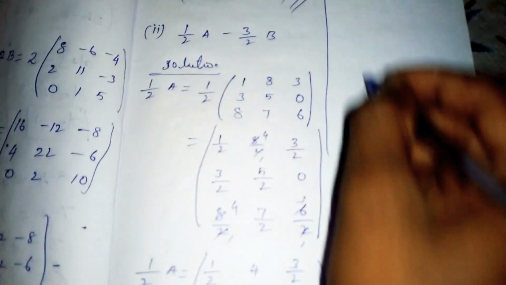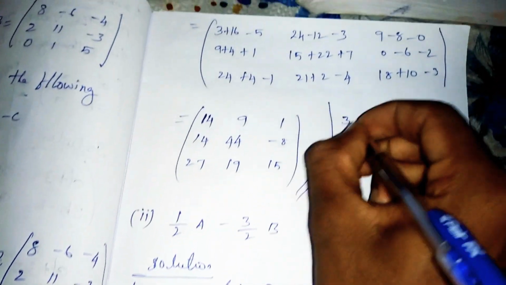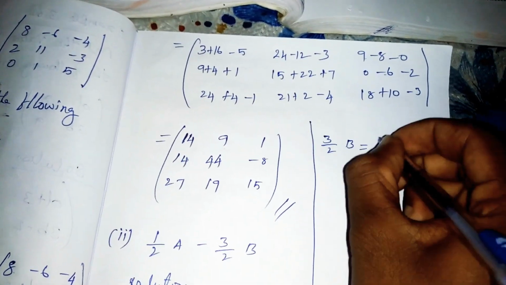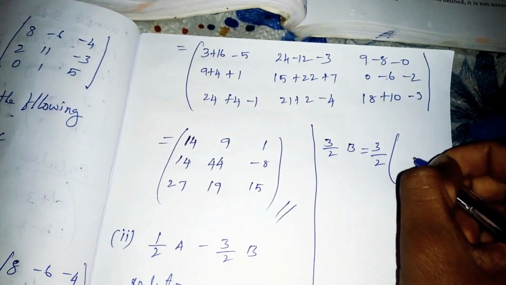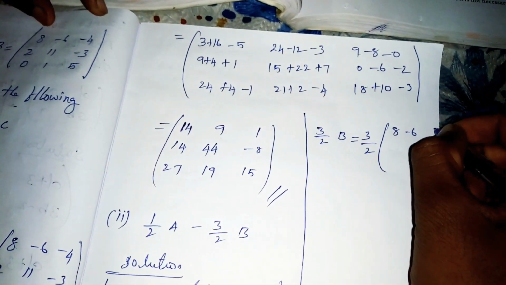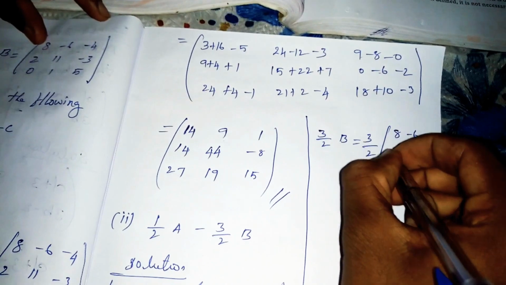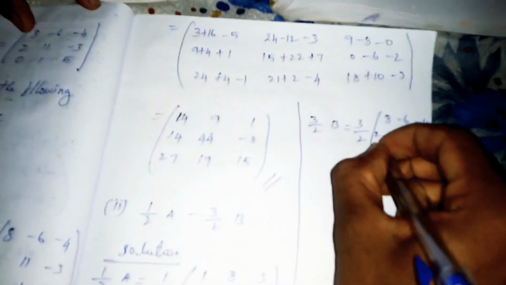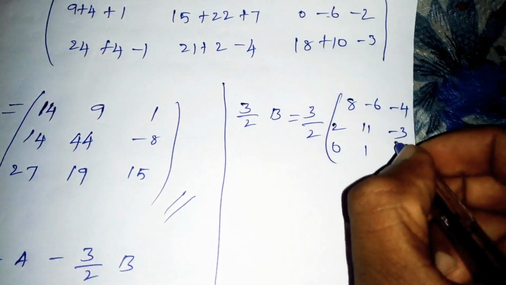1 divided by 2 into A is over. Then next question, 3 divided by 2 into B. 3 divided by 2 into what is the B? 8 minus 6 minus 4, 2 level and minus 3, 0, 1 and 5.